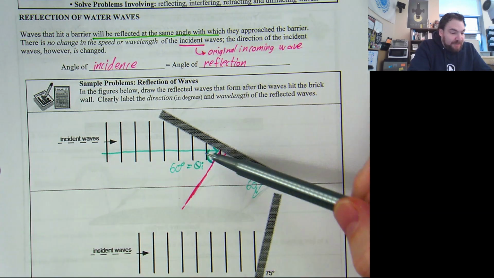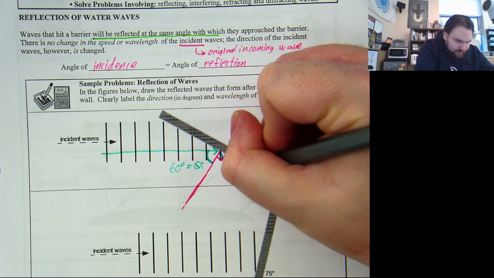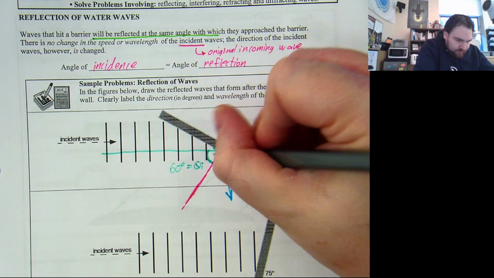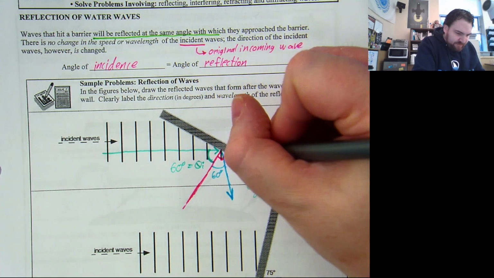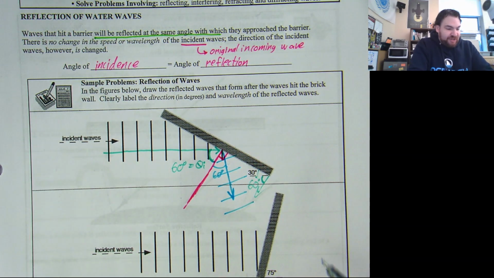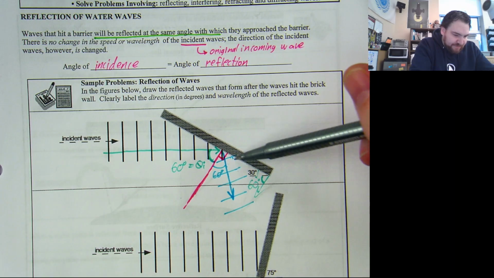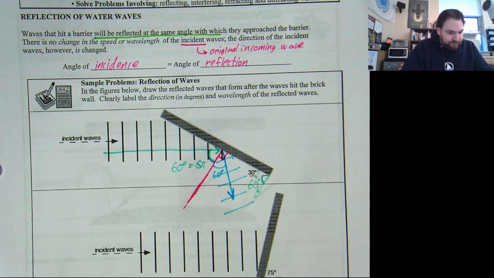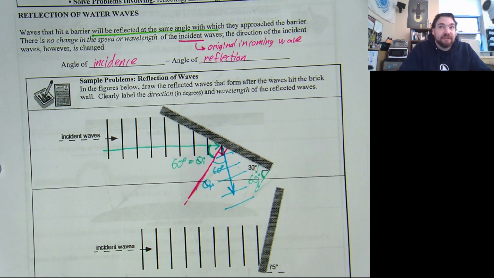And so if the wave packet is coming in at 60 degrees, it's going to leave at 60 degrees. So that angle right there is going to be 60 degrees. And so the waves are going to bounce off. The direction isn't going to change, so this distance from here to here is going to be the same as these wave lines that we've drawn here to here. And this angle right here is called the angle of reflection. They're just going to bounce off.